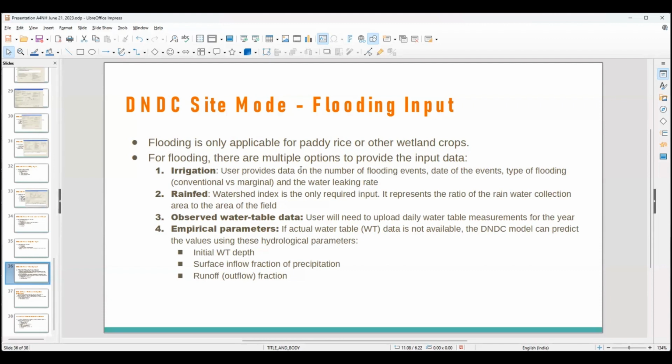For rain-fed, the watershed index is the only required input. It represents the ratio of the rainwater collection area to the area of the field. For observed water table data, you need to upload daily water table measurements for the year. And empirical parameters, if actual water table data is not available, the DNDC model can predict the values using these hydrological parameters, that is initial water table depth, surface inflow fraction of precipitation, and runoff or outflow fraction.